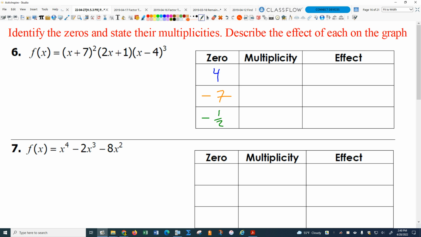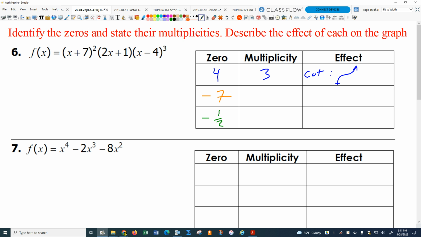negative 1/2. What's the multiplicity of the 0 at 4? 3. Okay. So what's that mean? What's going to be the effect then? What's that going to look like when we graph that x-intercept? It's going to cut the x-axis, yeah. So it's going to cut. And we could even make a prediction of what the basic shape is going to be. What's the basic shape going to be? If it's cubic, isn't it going to look kind of like that? Now, we don't know the direction. It might be flipped, but it's going to have that cubic shape to it when it cuts through.